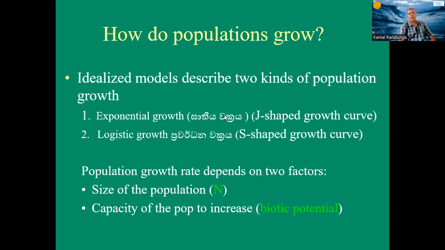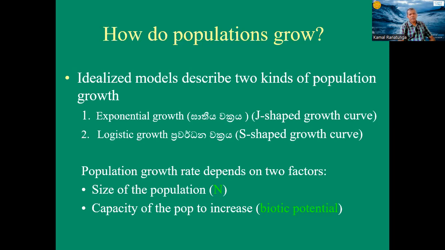Exponential growth. In Sinhalese, it's called Gathiya Vakre, right? So it's even difficult. You just keep in mind it's the exponential growth. It's more or less J shaped. It's not really a J, but it looks like a J. The J-shaped growth curve we call exponential growth. And the second type is called logistic growth, Pravardhana Vakre, or S-shaped growth, right?